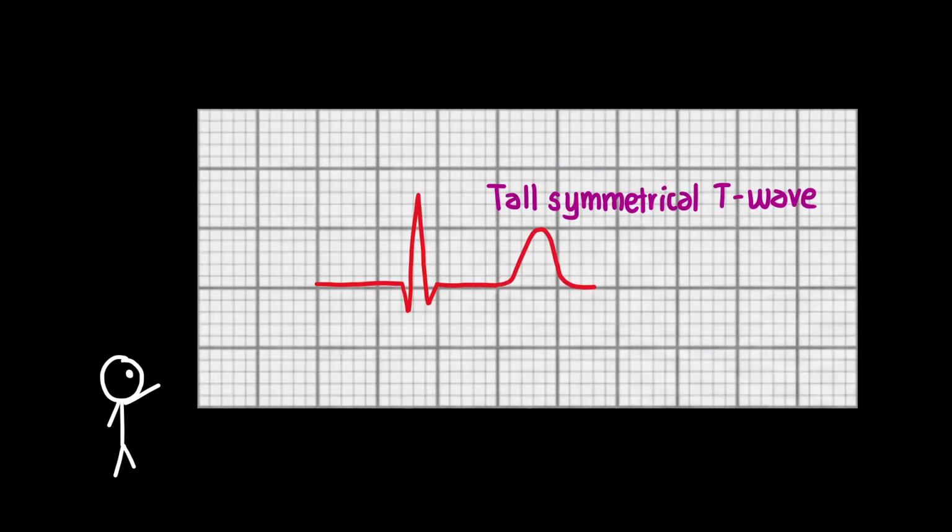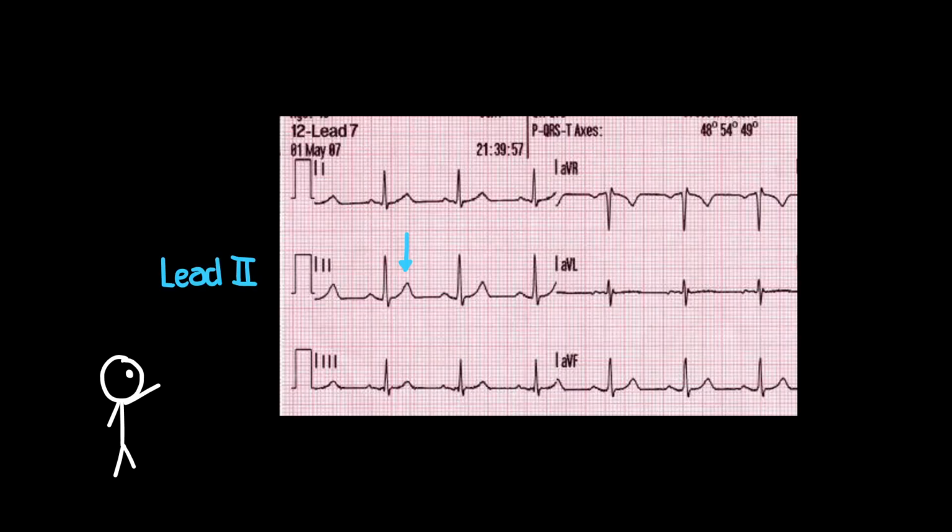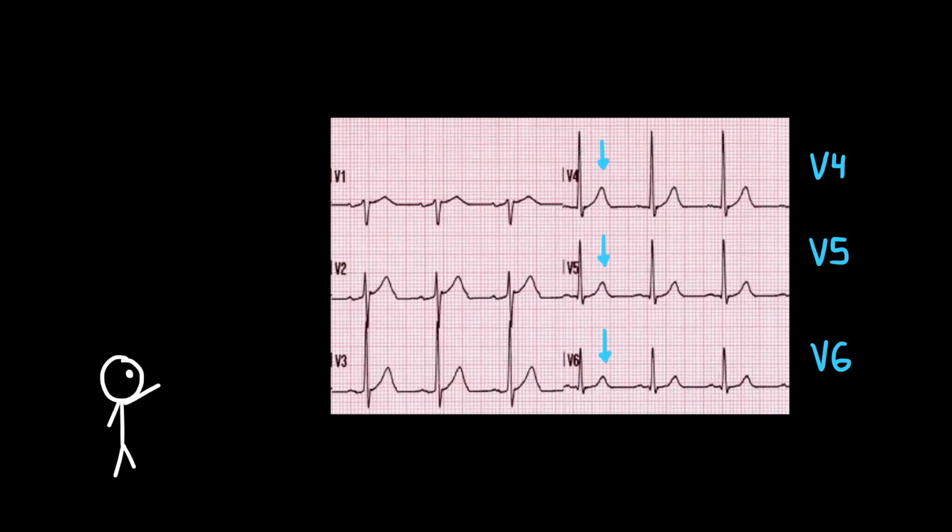The loss of this asymmetry, particularly the development of a tall symmetric T wave, may indicate abnormal repolarization and can be an early sign of ischemia. This morphology is often easiest to appreciate in leads 2 and V4 through V6. You can pause the video to see it clearer.